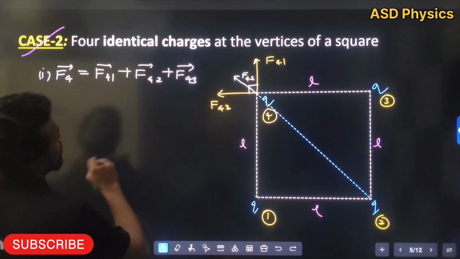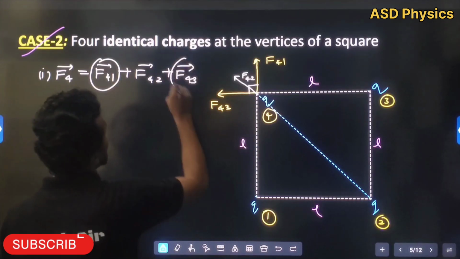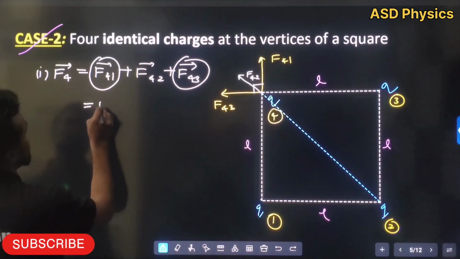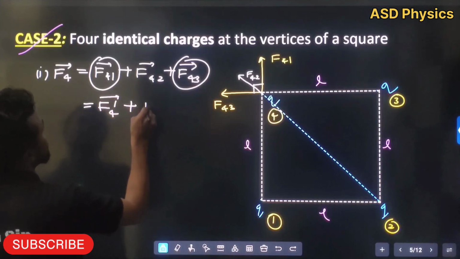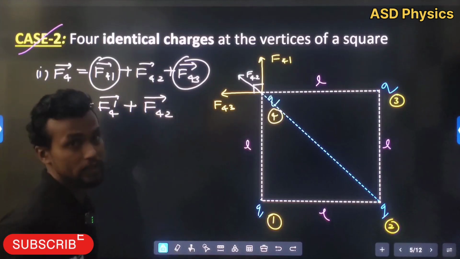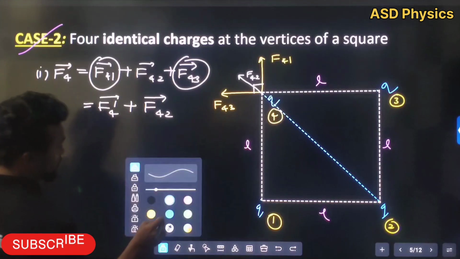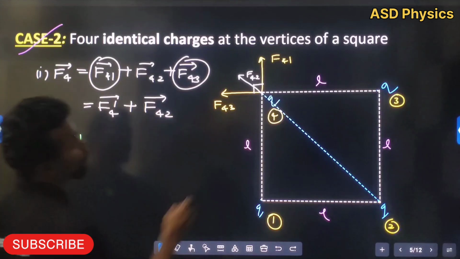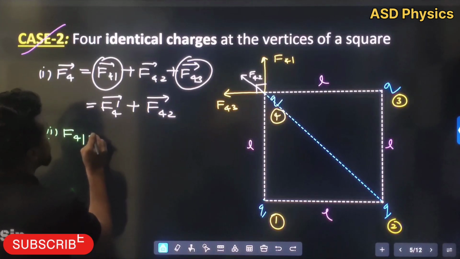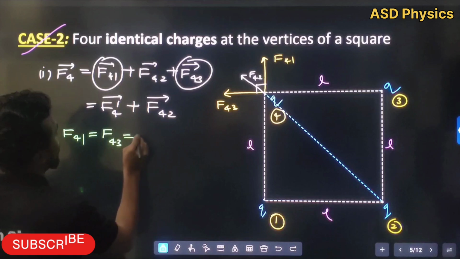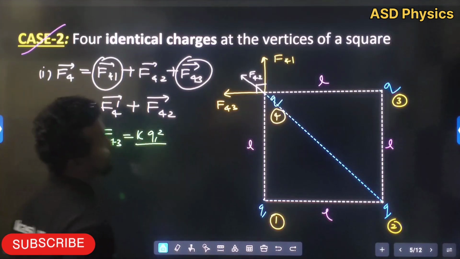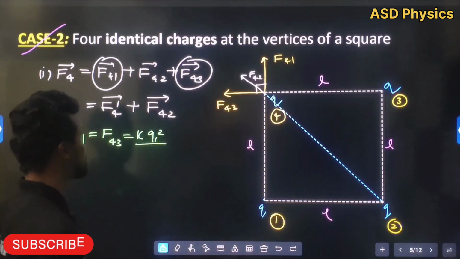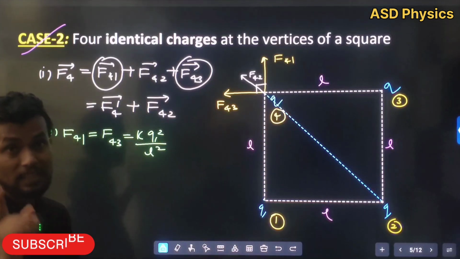That means first we are going to find out the resultant of F41 and F43. Let's call it, I will write this F4 dash, and that resultant I am going to add with F42. That is the basic approach we are going to use. So let's start one by one. If I write the value of F41 and F43, what will happen? Both these values will be equal. How much? KQ square by the distance between 4 and 1, and 4 and 3. In both situations it is L. That means we can write KQ square by L square.